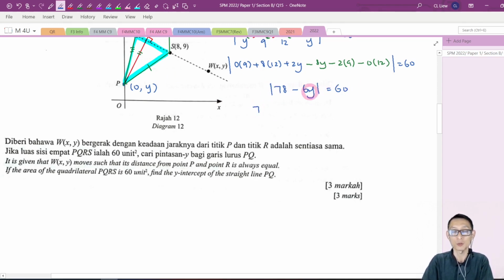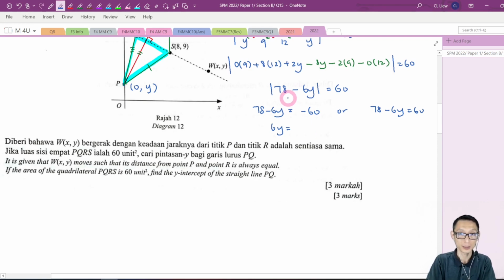Modulus of this is equal to 60. We know that inside, maybe it can be 60 or it can be negative 60, right? So 78 minus 6y is equal to negative 60. Or 78 minus 6y is equal to 60. So what we are looking for will be this one, not this one. Okay, now, so this is 6y equal to 78 plus 60. You get 138. So 138 divided by 6, you get 23.